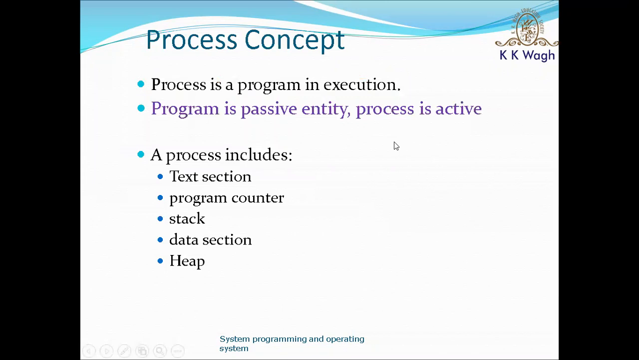Okay, so process concepts, as I already told you, a process is a program in execution. The difference between a program and a process is that a program is a static entity, whereas a process is dynamic in nature, because it represents the execution of a program. So a process is an active entity. A process includes a text section, program counter, stack, data section, and heap.